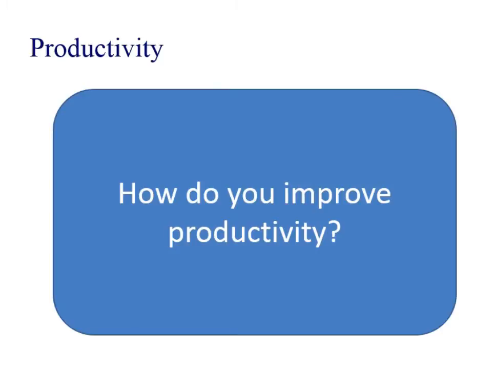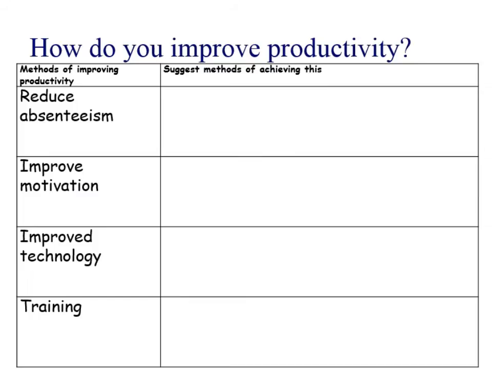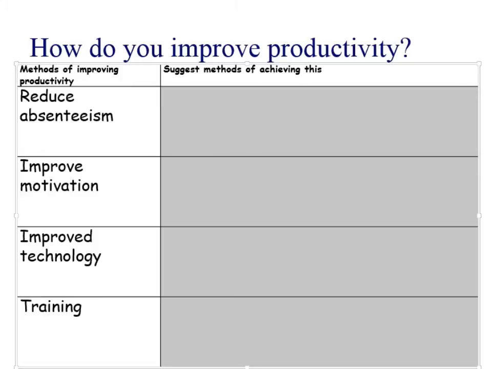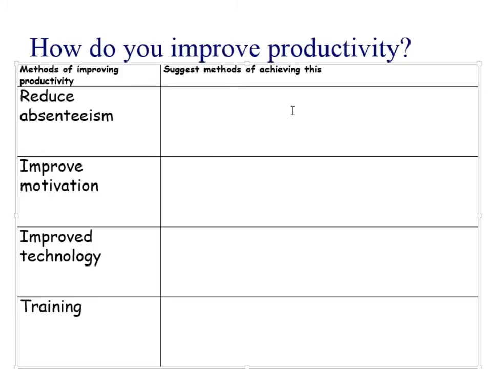So how do you improve these things? Well, I've come up with a few things here. So reduce absenteeism, and you really need to bring your knowledge of the other areas in to be able to do this. So let's start making a few notes. So how could you reduce absenteeism? Maybe have clear policies, maybe have better working conditions to reduce stress levels, those types of things.